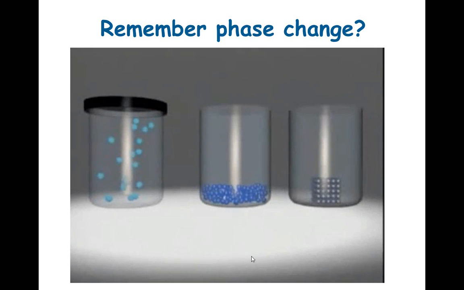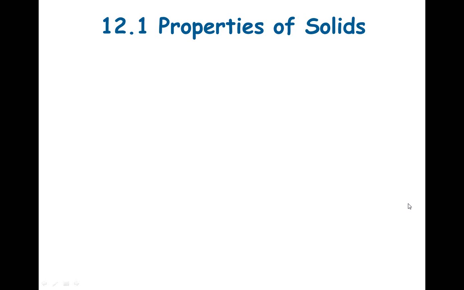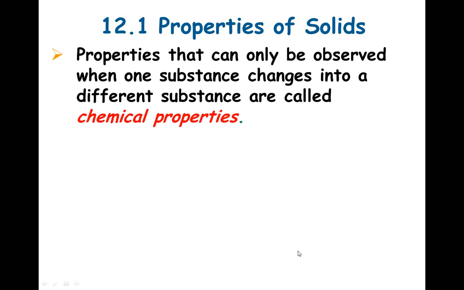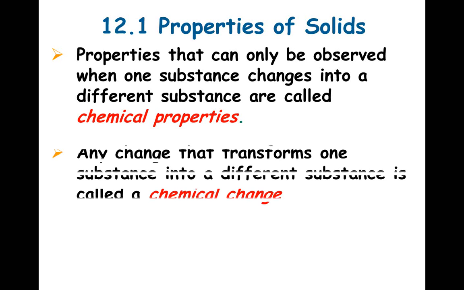Properties of solids. The properties that can be observed when a substance changes into different substances are called chemical properties. Here's where things get interesting. Any change that transforms one substance into a different substance is called a chemical change.